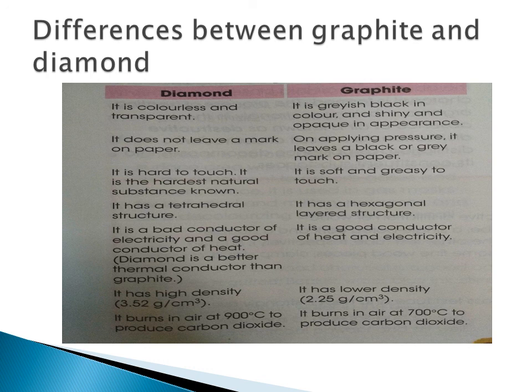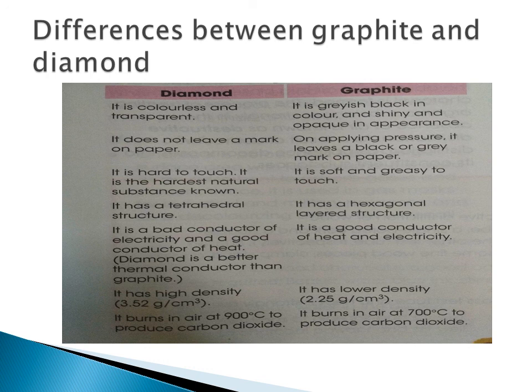Diamond burns in air at 900 degrees Celsius to produce carbon dioxide. Graphite burns in air at 700 degrees Celsius to produce carbon dioxide. So let us see the main points of differences between graphite and diamond. First point, diamond is colorless and transparent. Graphite is grayish black and opaque. Diamond does not leave a mark on paper. Graphite leaves a black mark on paper.